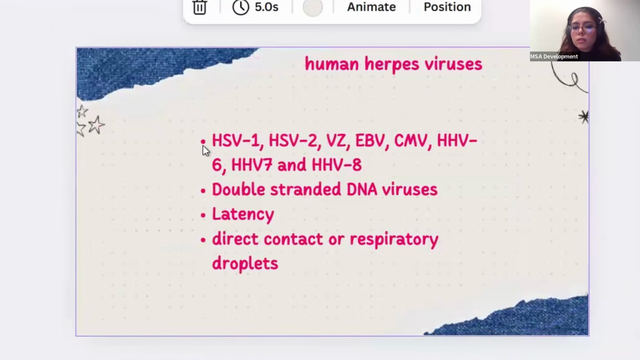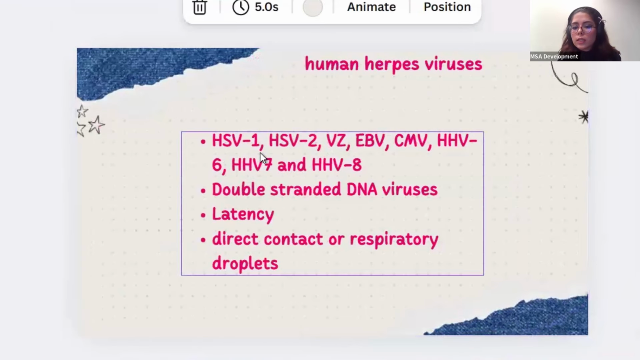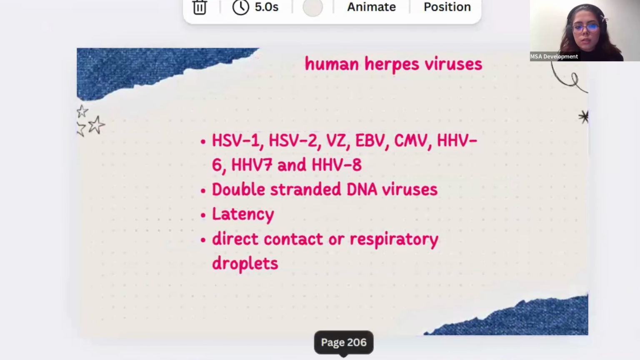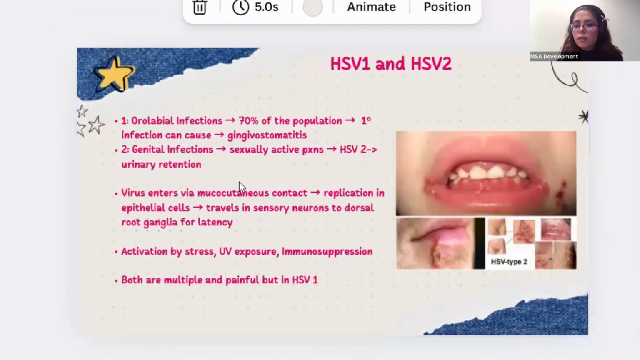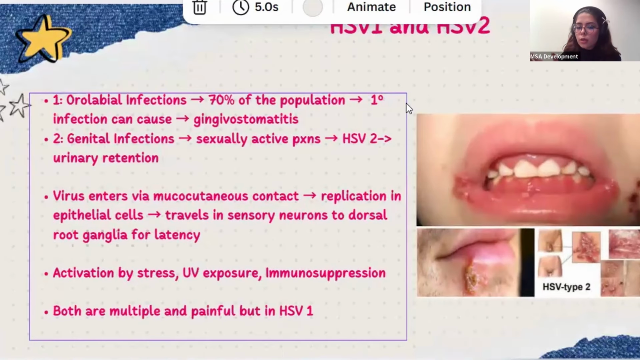Okay. Human herpes viruses: HSV 1, 2, varicella zoster. They would cause, the one where it's reactivated, it causes, not shingles. What was it? Okay, I'll look into this. Okay. Latency, direct contact, or respiratory droplets. Okay. HSV-1 is the normal one. It's the cold sores I was talking about earlier. HSV-2, on the other hand, is in sexually active patients. Okay. And it causes urinary retention.